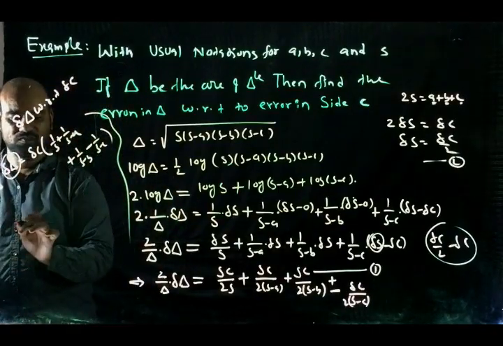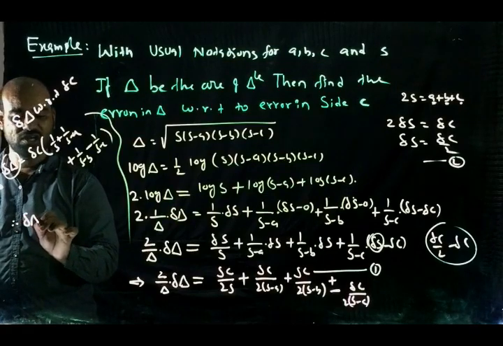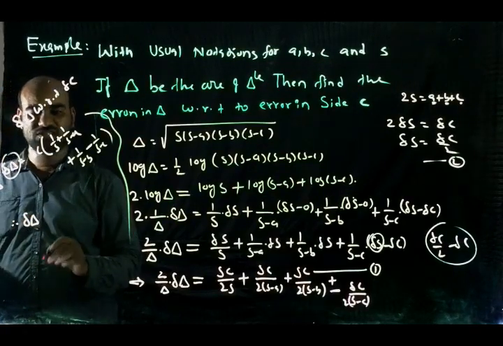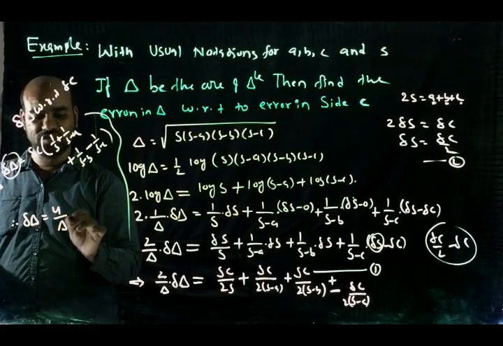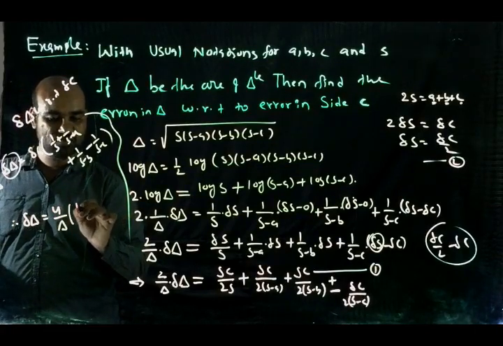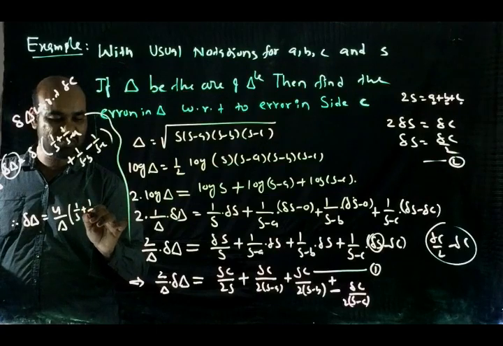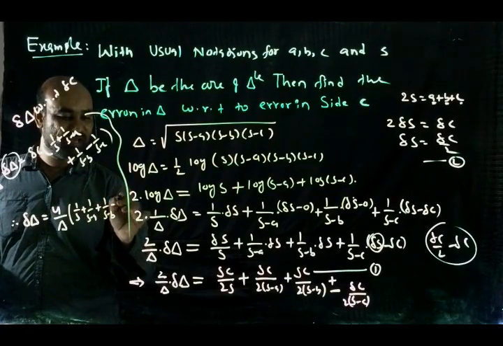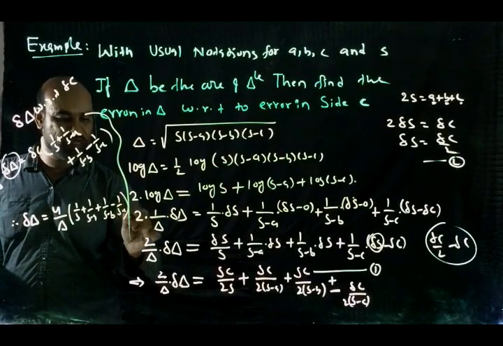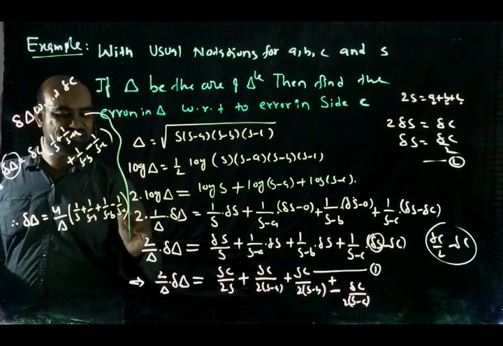Therefore delta, the change in area, equals 4 by delta times 1 by S plus 1 by S minus A plus 1 by S minus B minus 1 by S minus C, into delta C.